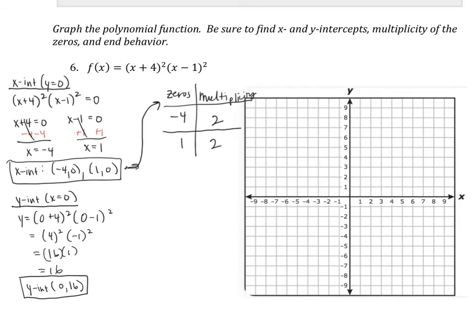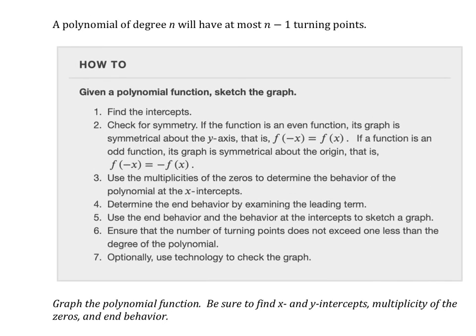Okay, so we found the x and y-intercepts. Let's go back up to our list here. We found the x and y-intercepts. We found the multiplicities and the zeros. So we'll figure out how that works with the graph. We need to determine the end behavior by looking at the leading term, and then we can sketch our graph.